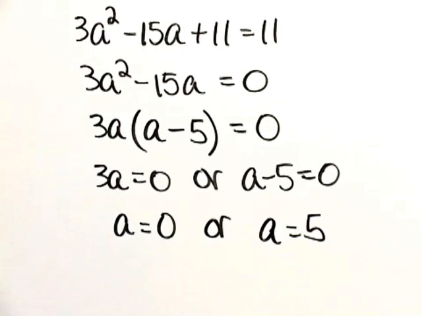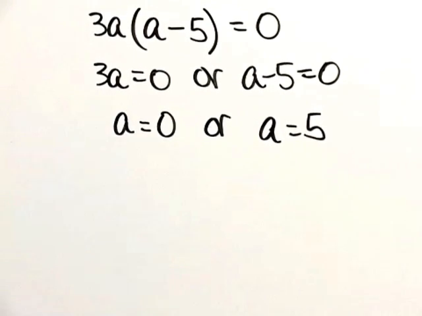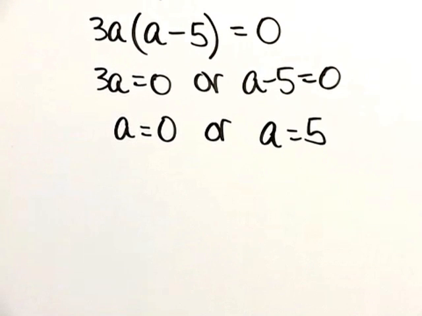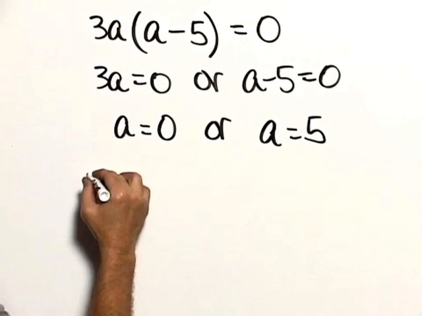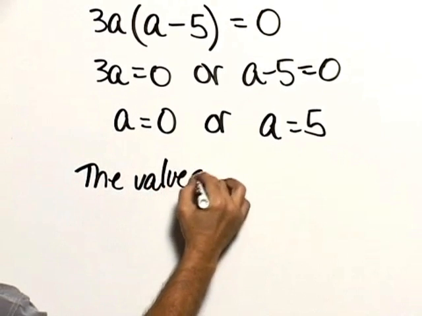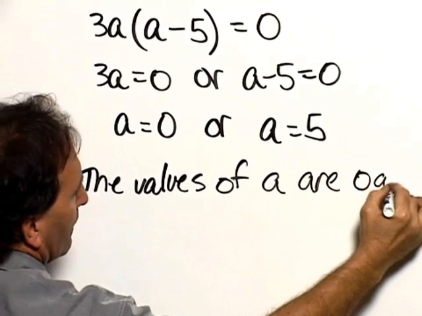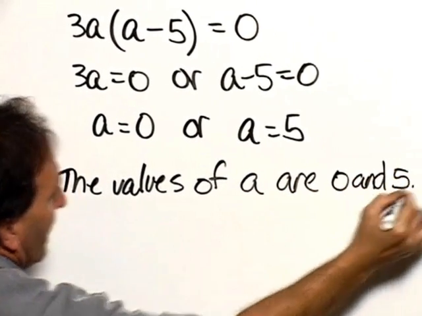I've already checked these answers, so I know they work, but you should check them when you are taking a test to make sure you have them correct. So we say the solutions, or the values of a, are 0 and 5.